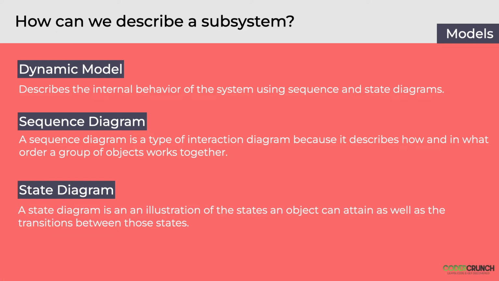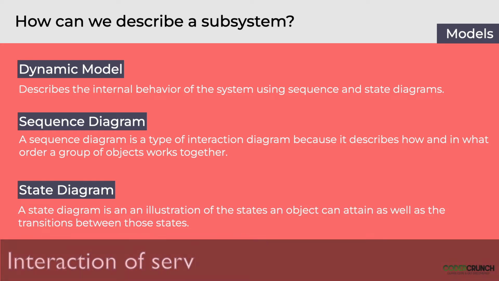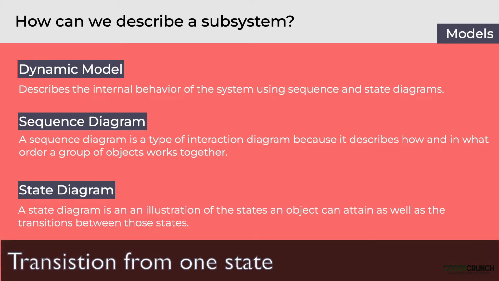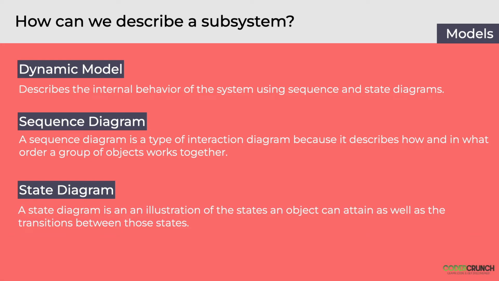As you see, both of these types of diagrams convey the internal behavior of a system. The sequence diagram conveys the internal behavior of a subsystem through interaction of services, while the state diagram shows the inner state of a given object through its transition from one state to another. Let's go through a high-level example of each of these diagrams to understand more.